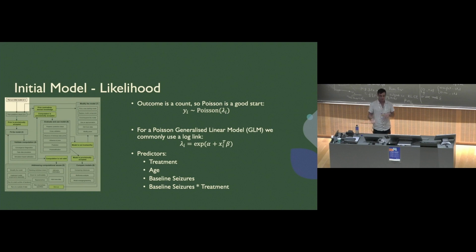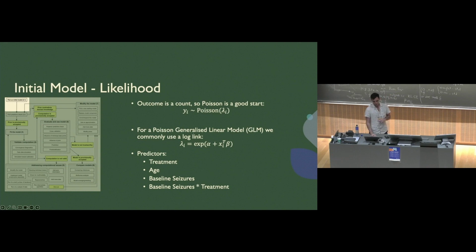Now, you remember from your earlier workshops this idea of a Poisson distribution. Because we're modelling counts of an outcome, a very common model is the Poisson. And remember, the Poisson is parameterised by a single parameter, in this case lambda, which controls both the mean and the variance of our outcome. We'll come back to that later.